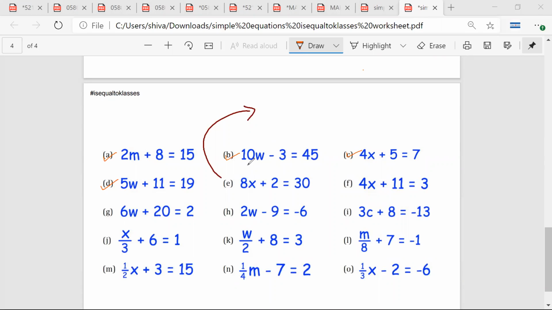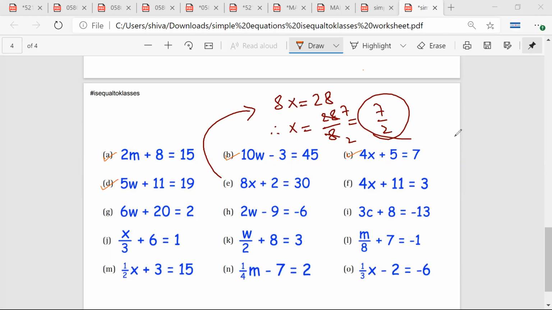Okay, Mr. Satya, next question, E part. So 8x equals 30 minus 2, therefore x is equal to 28 upon 8. So the final answer would be. Mr. Sarthak, any confusion? No, sir.